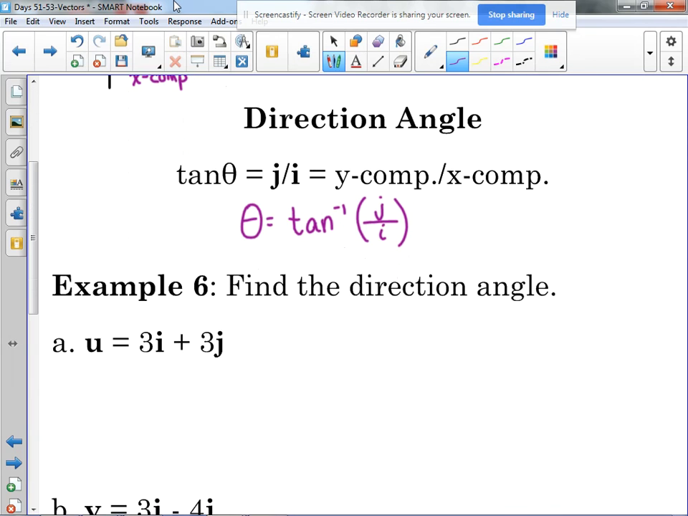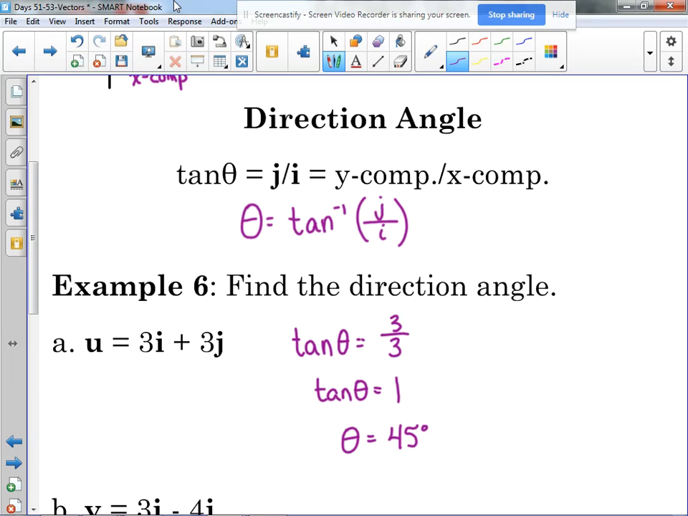So let's use that right here. Find the direction angle. Our vector is defined as 3i plus 3j. So if we set this up, tangent of theta is equal to the j component over the i component, 3 over 3. Now, I'm not going to use my calculator on this one. 3 over 3 is equal to 1. Is tangent equal to 1? Is that a special value? Is it a value that we can get off the unit circle? Yeah. Tangent equal to 1 is where sine is equal to cosine, which happens at 45 degrees.